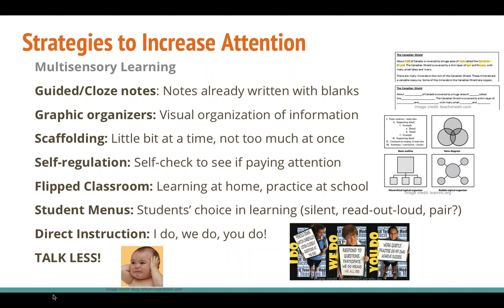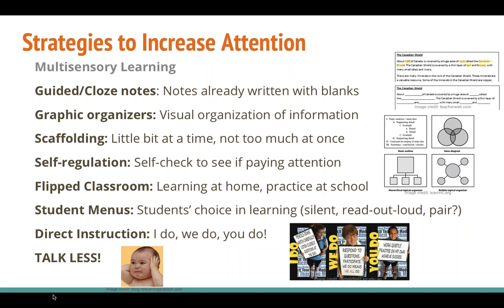And then when they come to school, they do independent practice of what they've already learned at home. So the learning is at their own pace and practice is at school. And when they're doing independent work, they can flag you if they need help. But basically, it's the opposite of traditional classrooms.